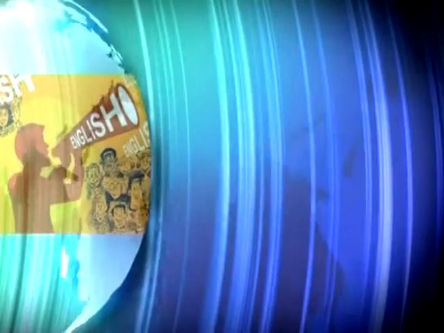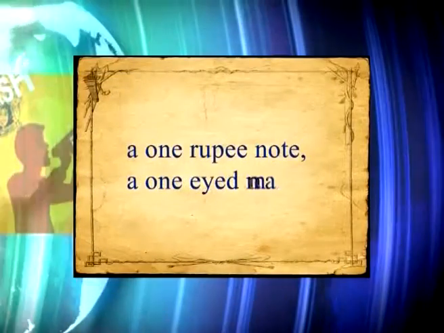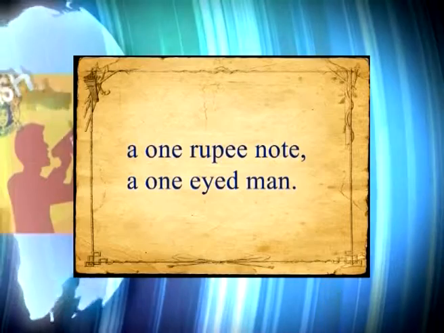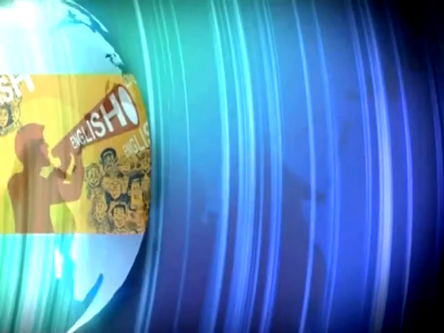In a similar fashion, we say a 1 rupee note or a one-eyed man. We cannot say an one-eyed man, because one is a word that, although it begins with O, gives us the sound "wa", which is a consonant sound.